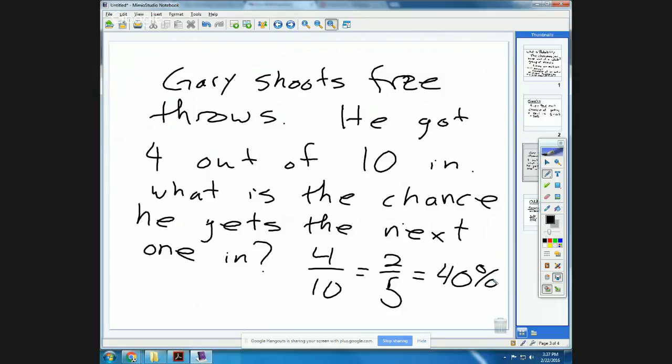That is slightly different than the flipping a coin thing. Would you agree? Why would it be 4 out of 10 when you're shooting 1 more? Because he made 4 out of 10 shots. So it's a 40% chance. So here's a new idea we got to get to.